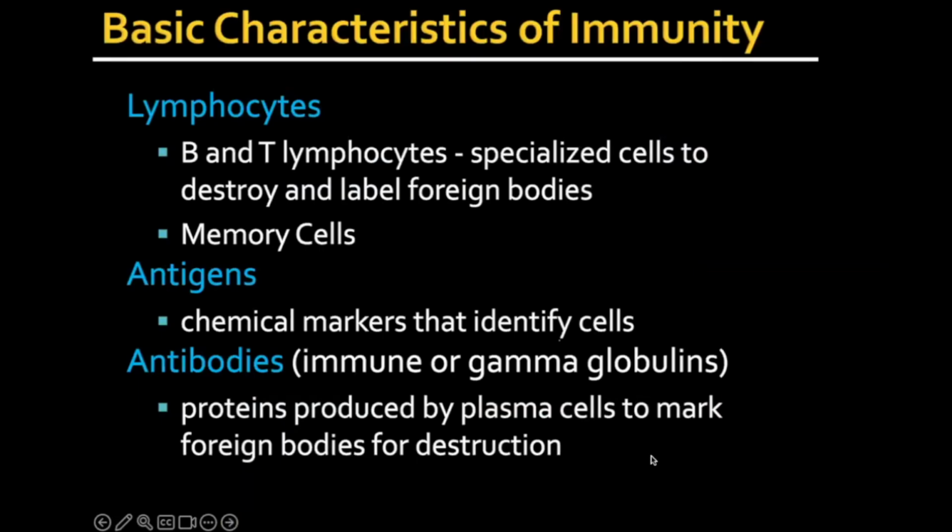All right, let's see here. Okay, you know what? This is really kind of a review. Lymphocytes, you have B and T. Those are specialized cells to destroy and label foreign bodies. Antigens are chemical markers that identify cells. We talked about that before. And antibodies are proteins that mark invaders for destruction. So this slide is basically just a review.